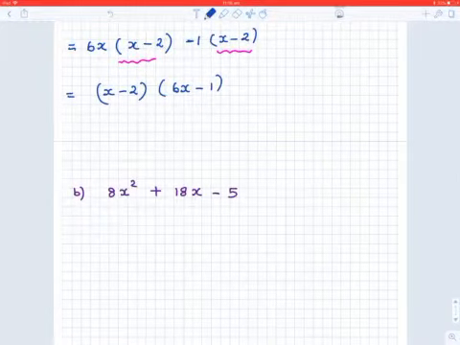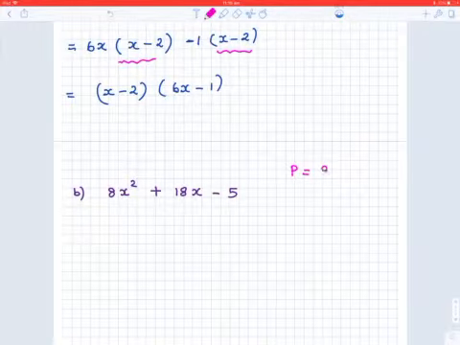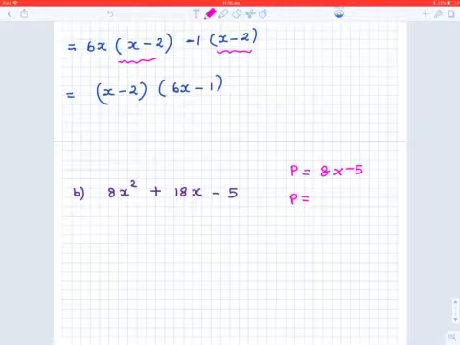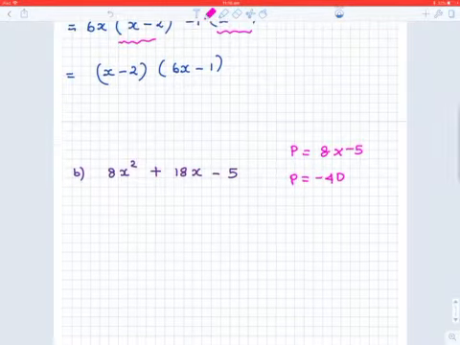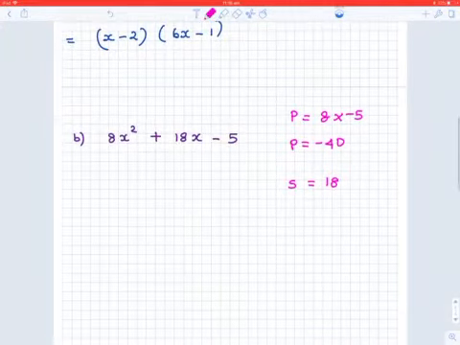Okay, we'll do another question. Now in this question, first we do the product. The product is 8 times negative 5, which is negative 40. Then your sum is plus 18.